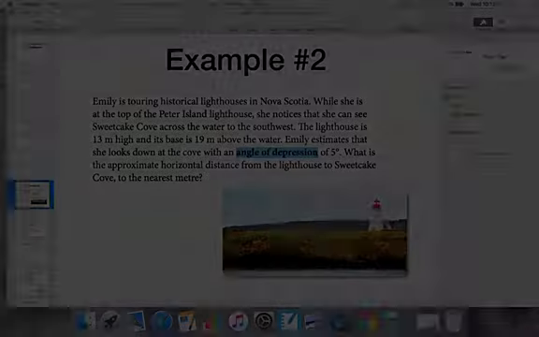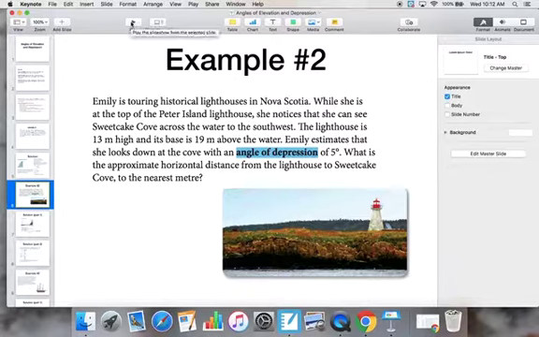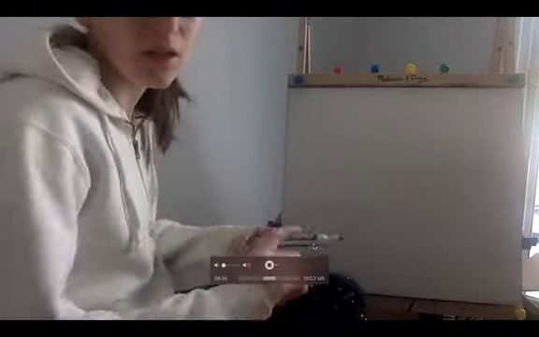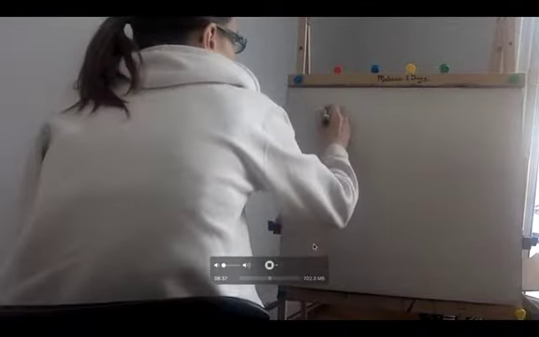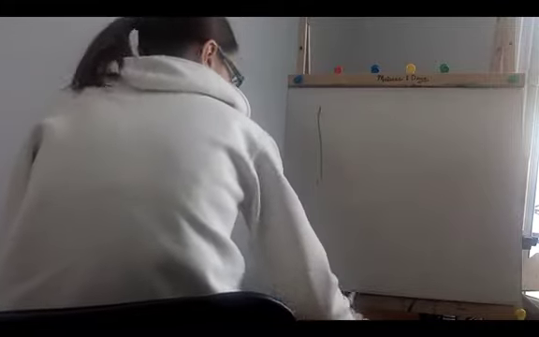So what we would need to do again is start by trying to draw this. Just reading through there, she's at the top of this lighthouse, and she can see Sweet Cake Cove somewhere else. So the general idea here is we're standing at the top of this lighthouse.